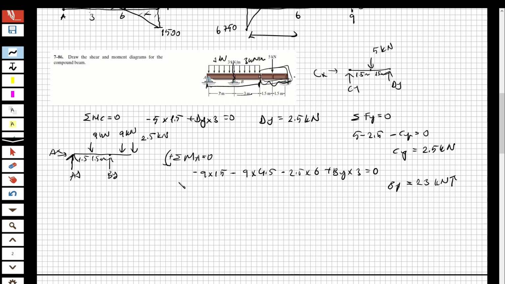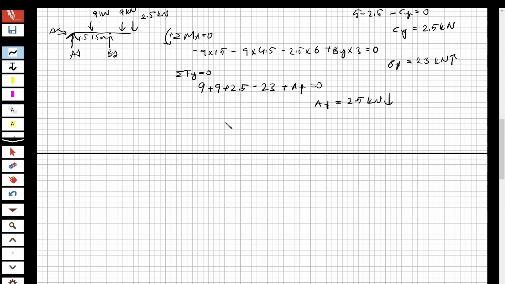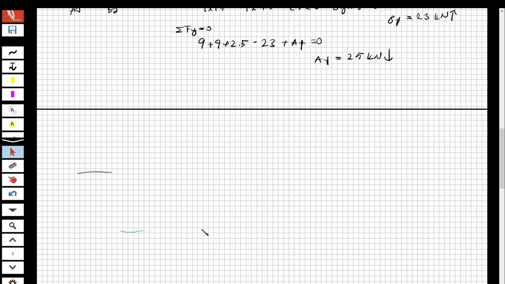And let's write the total Fy equation. Total Fy is equal to 0, and 9 plus 9 plus 2.5 minus 23 plus Ay is equal to 0, and Ay is equal to 2.5 kilonewton downward direction. Now we got the support reactions and we solved the question. So let's draw the shear and the moment diagrams. So for example, this one for the shear, sorry. I'm going to try to solve better.